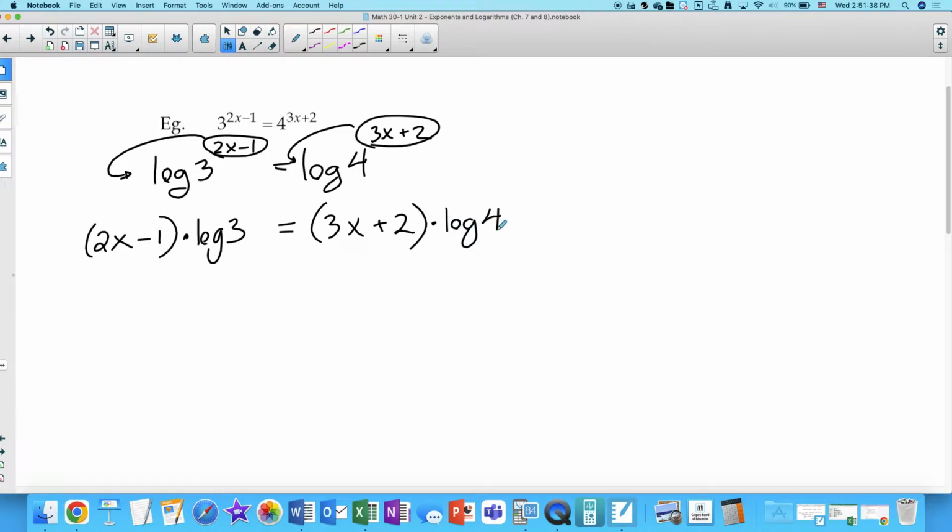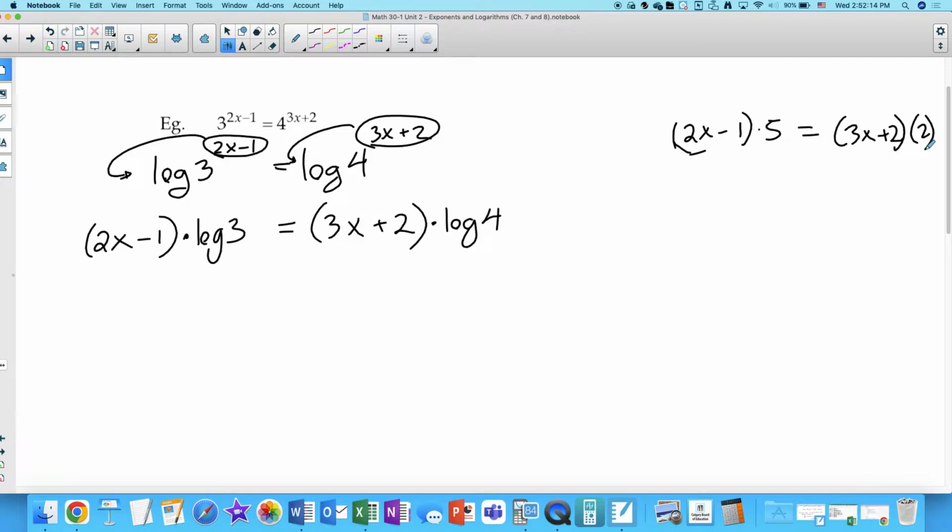Now, this is actually a linear equation. Okay? Because I'm taking 2x minus 1, multiplying it by a number. Happens to be an irrational number, but it's still a number. And then I'm taking 3x plus 2, multiplying it by another number. So when we're solving a linear equation, if I had this times 5 equals 3x plus 2 times 2, something like that, right? Same format. It's just that instead of the 5 and the 2, which I just made up, I'm multiplying by these irrational numbers, which are logarithms.